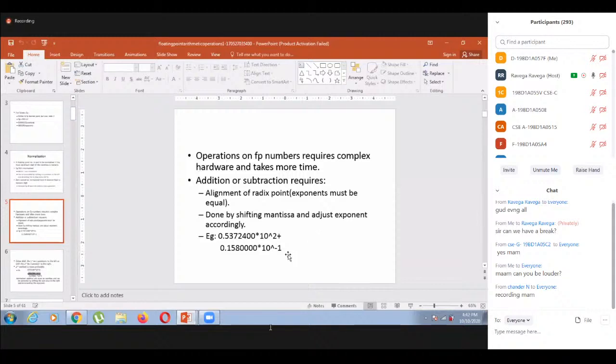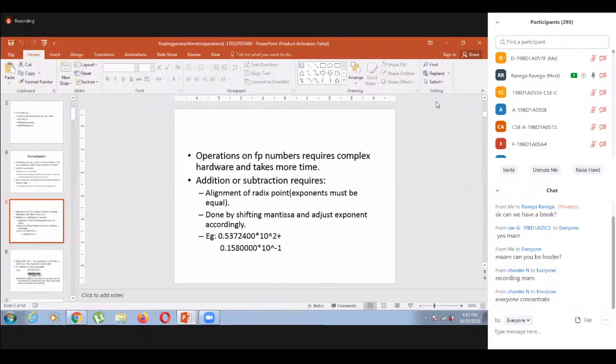So here, for example, you can perform the arithmetic operations. First, you can perform the addition or subtraction. So how to perform the addition or subtraction? In this addition or subtraction of two numbers, first comes the alignment of the radix point. The radix point means the exponent value. The exponent value must be equal for the two numbers.